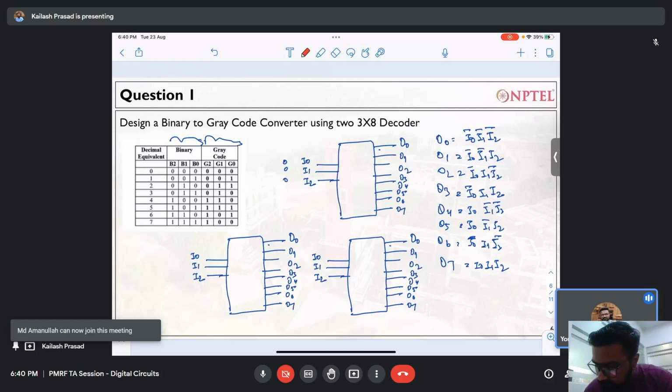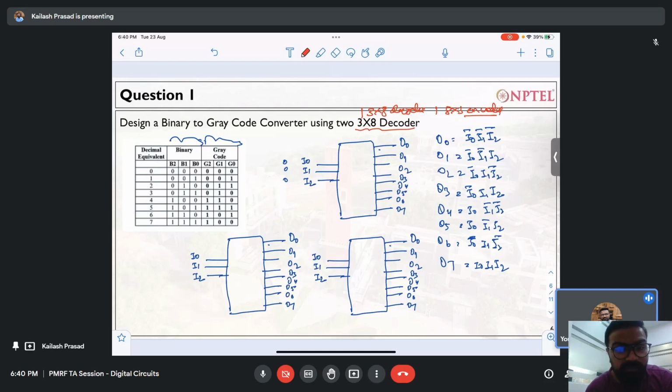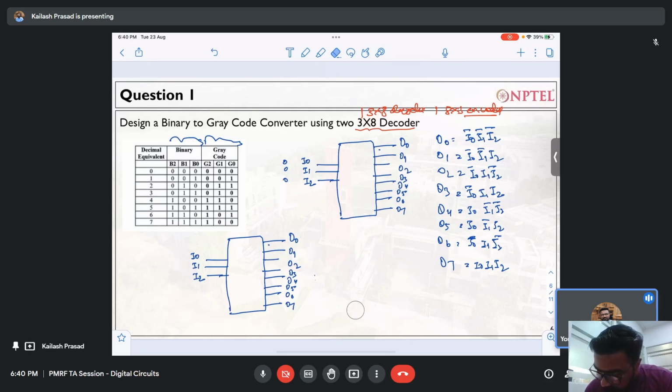So the thing is, the question should not be like 3 to 8 decoder, rather one 3:8 decoder and one 8:3 encoder. Okay, so it should be like that, right? You cannot design using two 3:8 decoders. So if I design the encoder over here, it will be like this, right? So this will be your final output. So this will be my G0, G1, and G2, right? So I will have 1, 2, 3, 4, 5, 6, 7, 8, and you will have similarly I0, I1, I2, I3, I4, I5, I6, I7.